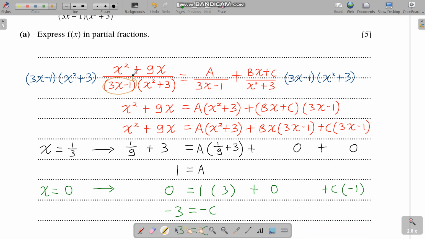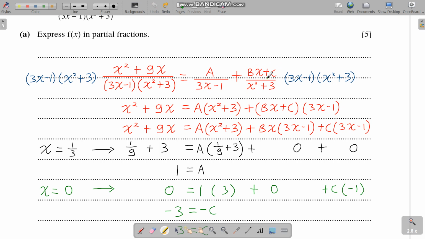Because of 3x minus 1, we use the simple linear form, so just a constant a divided by 3x minus 1. And for the x squared plus 3, we have to use the unfactorizable quadratic form, so we have to use something linear, bx plus c, divided by x squared plus 3.